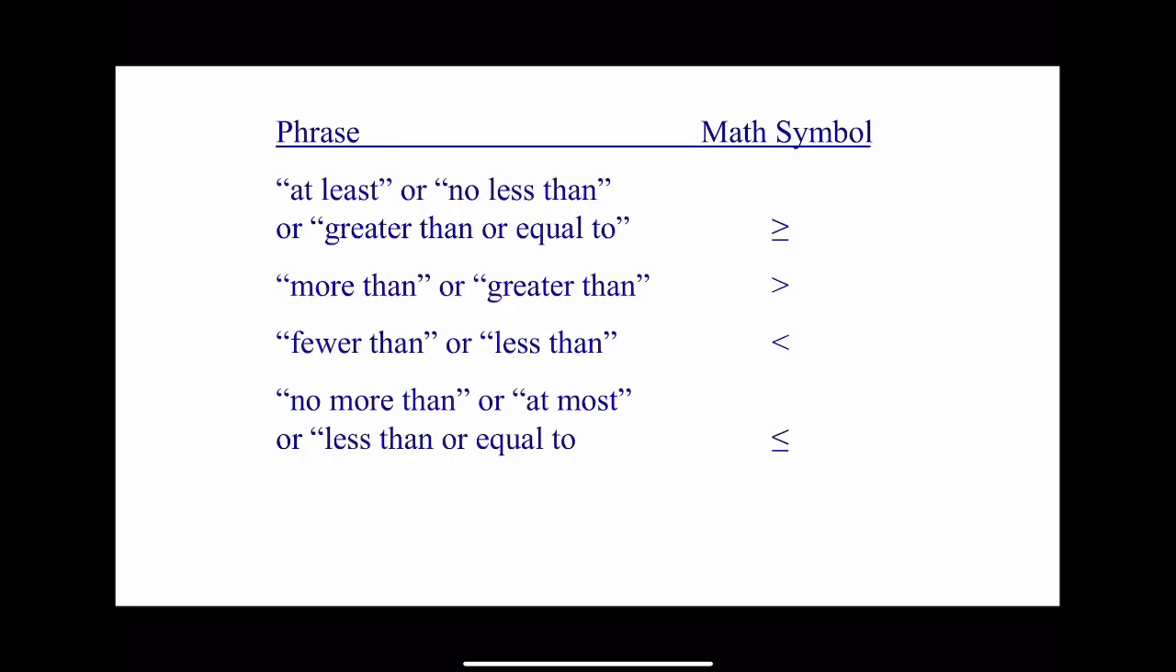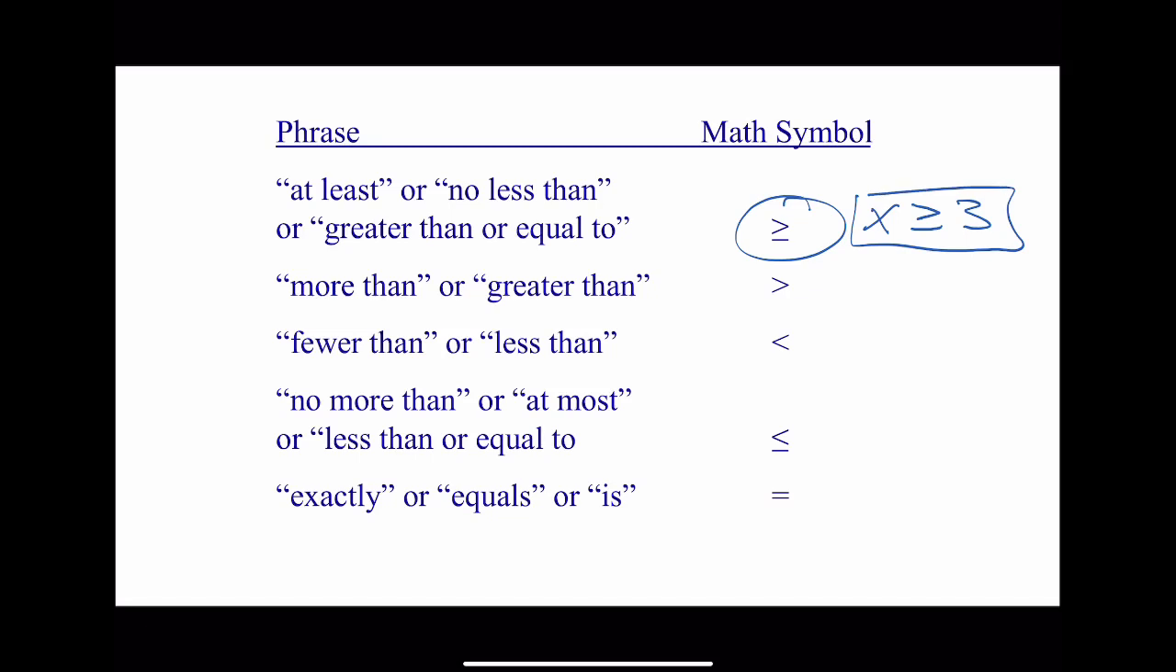First though, sorry about that, math symbols. So this is just a good reminder of what these math symbols mean. This is at least, greater than or equal to, no less than. So if I said X is greater than or equal to 3, 3 is included. So 3 is part of your answer. X can be 3 or it can be greater than 3.